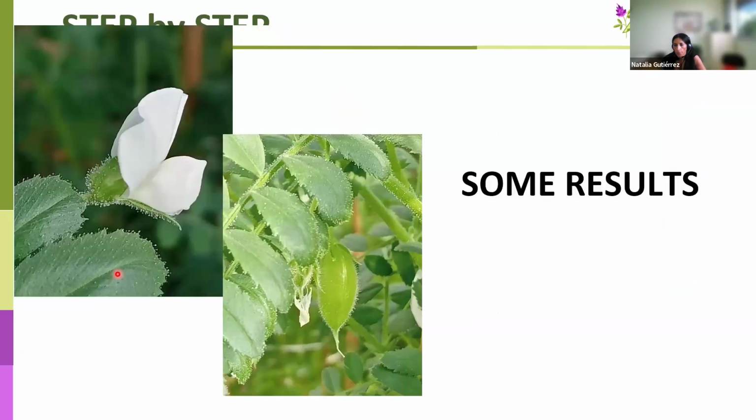With this, I conclude my explanation, and Patricia will continue with the results and show how this marker has been applied in chickpea. Okay, so thank you, Natalia.